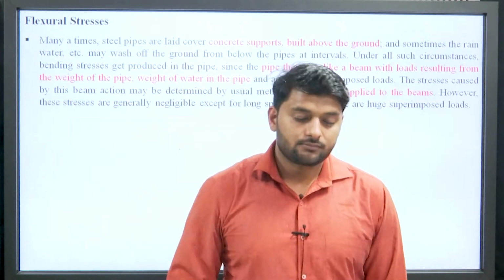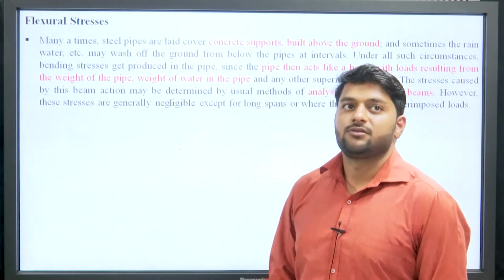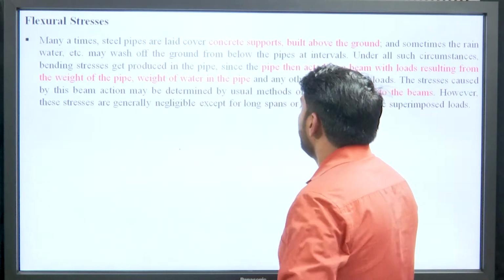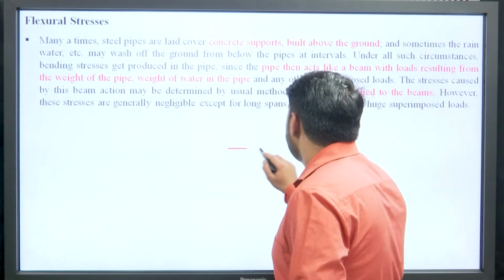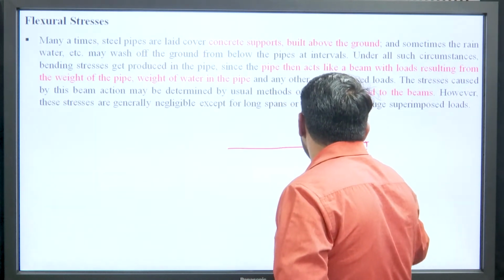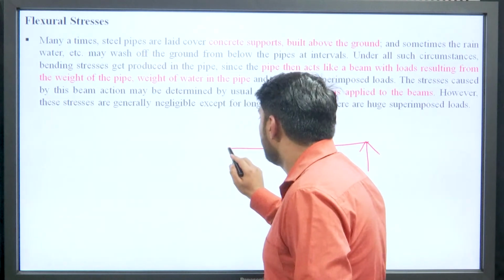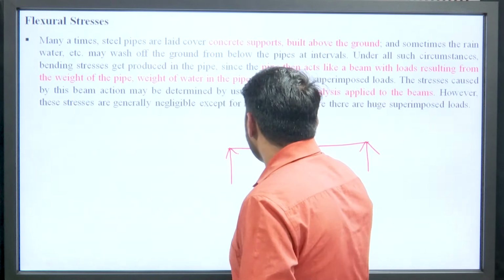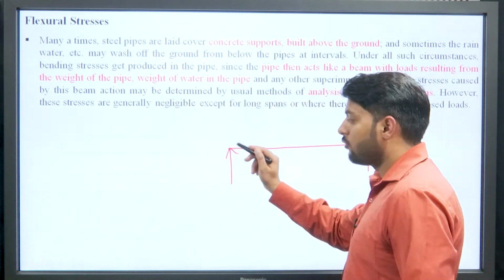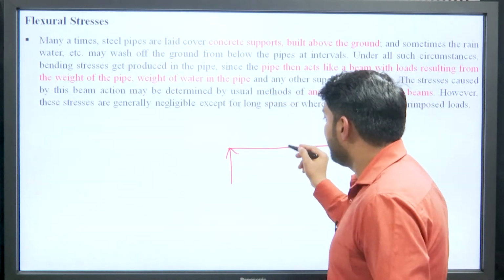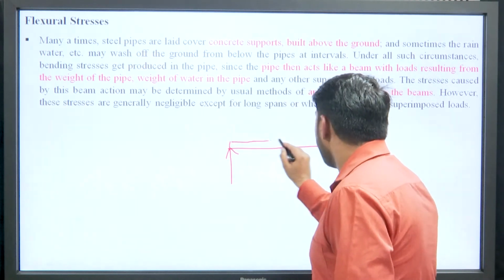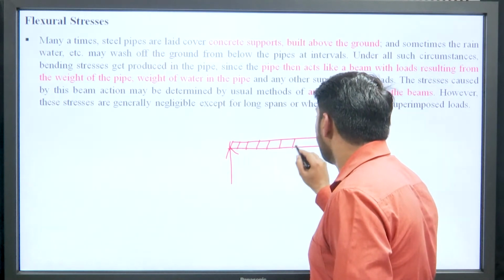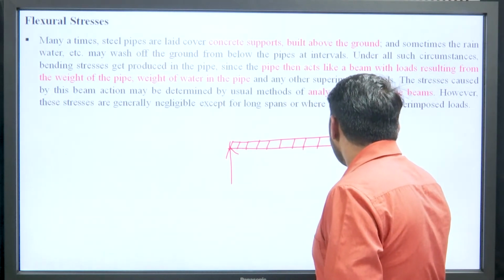Next one is flexural stress. Basically this type of stress develops when the pipes are laid above the ground and supports are given at regular intervals. The pipe will act like a beam and the columns will act like supports.